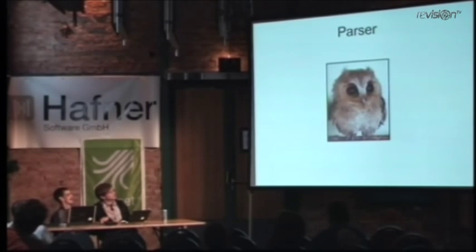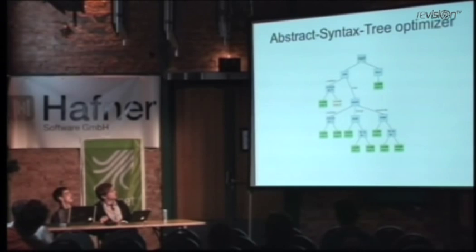So we go to the parser. It's a cute owl. It reads the token stream from the lexer, and it's also a handwritten recursive bottom-up parser. It has a strict and non-strict mode. I personally never used strict mode, so I cannot talk much about this. The parser finally builds this abstract syntax tree, which basically is an object model of the code.